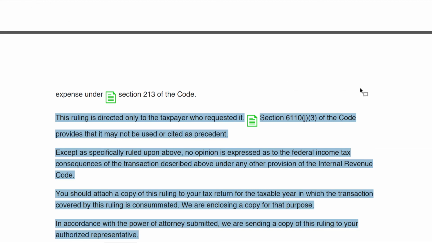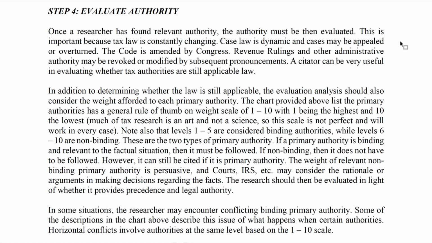So let's go back to our information. I want to talk about evaluating authority, which we've kind of already done, and then finally finish off with the last steps, step 5 and 6, and then give some final, additional tips. So here's step 4, evaluating authority. After we locate authority, it's important to evaluate it.